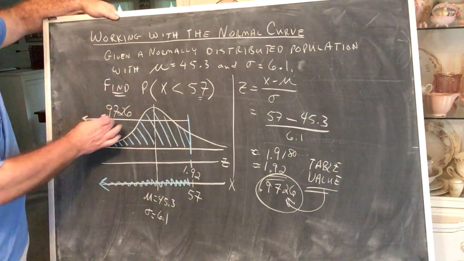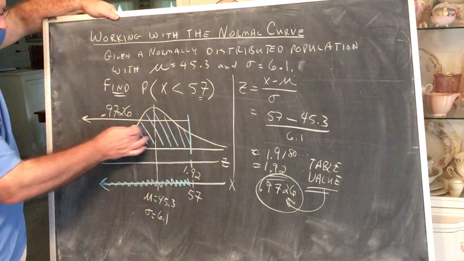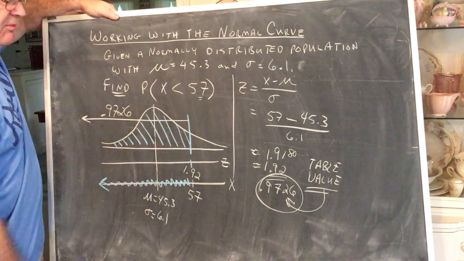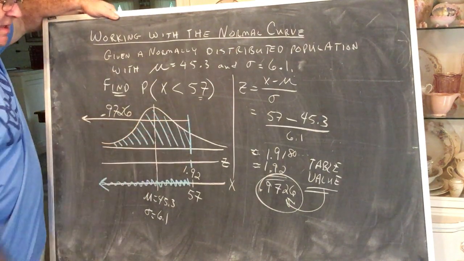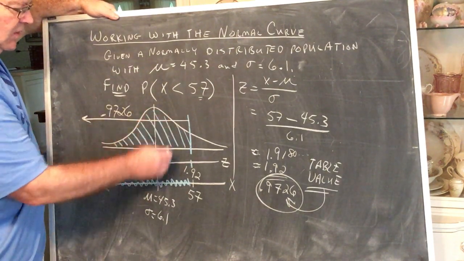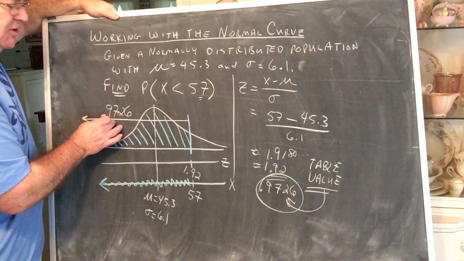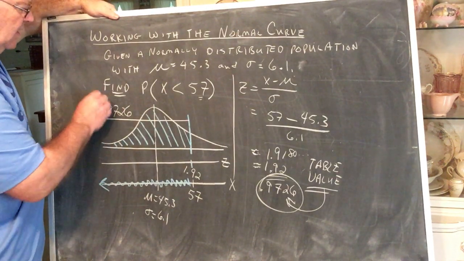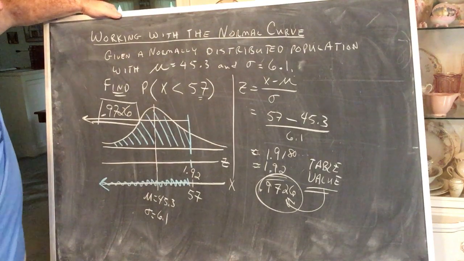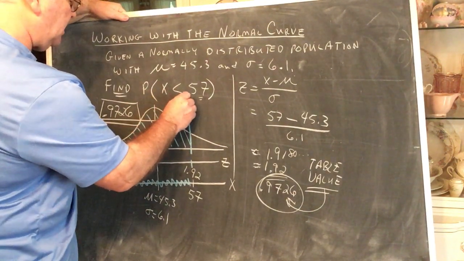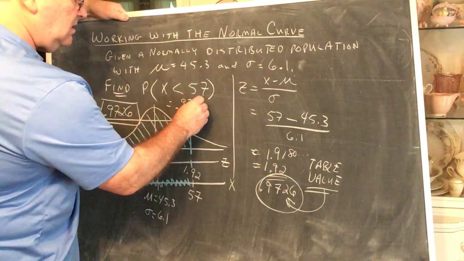0.9726. That value corresponds to the area lying to the left of 57, lying to the left of 1.92, lying to the left of this line. Since that's the value we're looking for, the value of everything less than 57. This matches the region we're looking for, and so that's our final result. The probability that x is less than 57 is given by 0.9726.